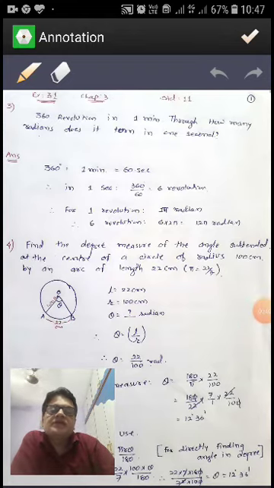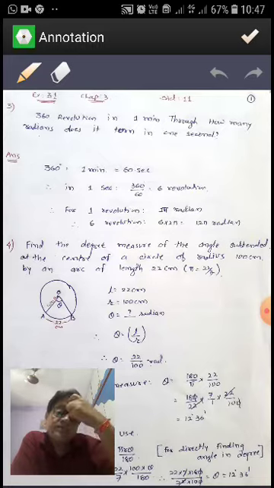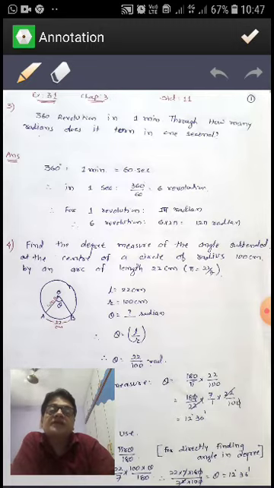Hello students, we are taking exercise 3.1 question number 3 of trigonometry. See, there is given 360 revolution in 1 minute. Through how many radians does it turn in 1 second?